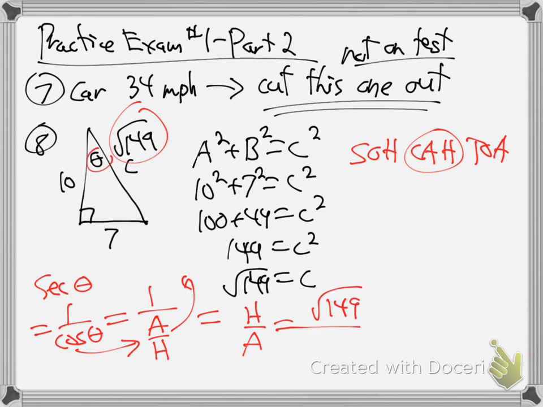Now what's the adjacent? Well, here's theta, the side across, the opposite, is the 7. The adjacent's the 10. The hypotenuse is the root 149. So the adjacent is the 10. There we go, root 149 over 10. Okay, let's move on to number 9.